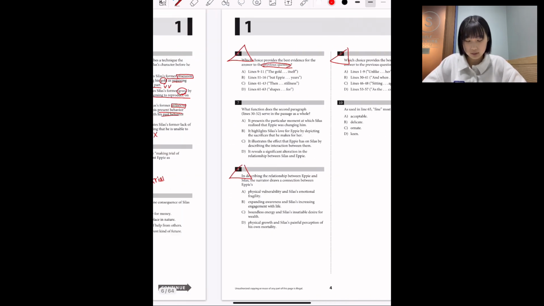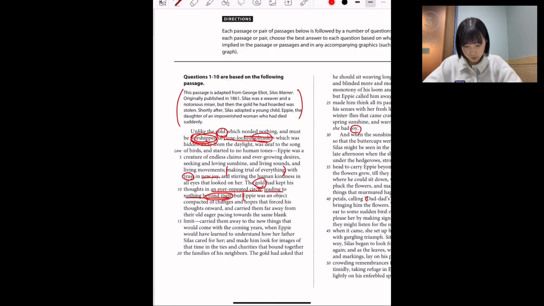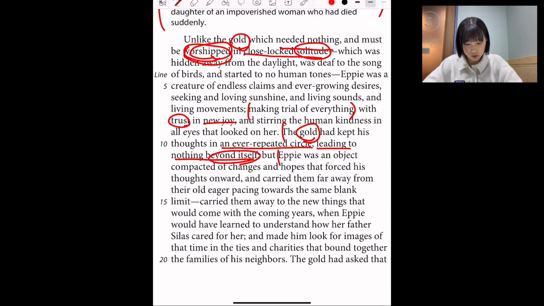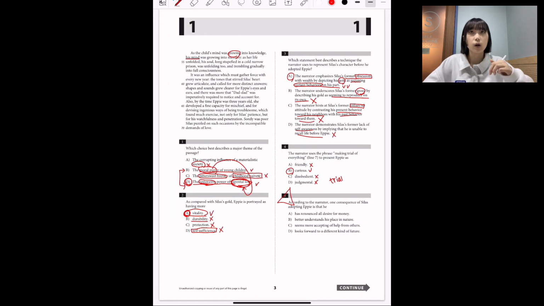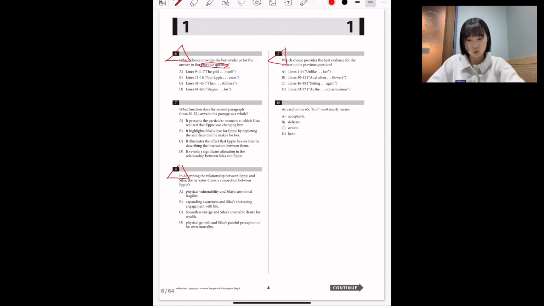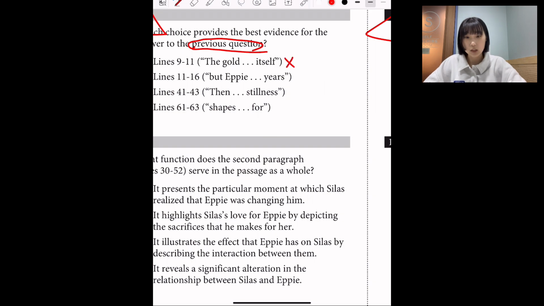So A, lines 9 to 11, the gold itself. Here, the gold has kept his thoughts in an ever-repeated circle leading to nothing beyond itself. This is not a consequence. This is a sort of reminiscence of the man Silas was before Eppie. So this is not a good choice. It doesn't exactly show the consequence.